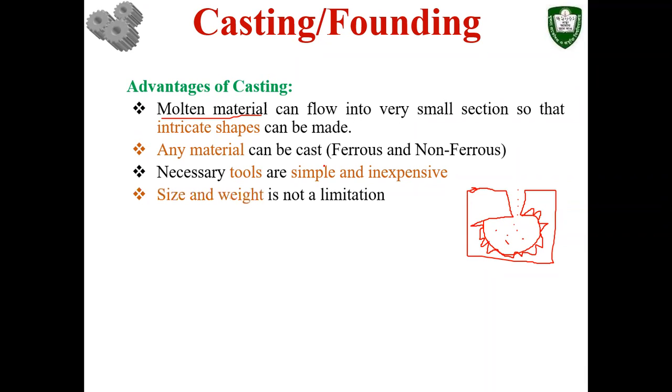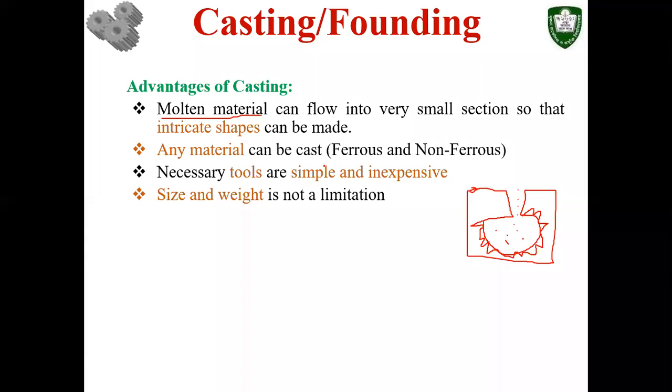Size and weight is not a limitation. Whatever the size, you can produce that. It can be very small and it can be very large. For example, the engine casing, whatever the engine you see, like in the shallow machines, or the big pulverizer, those heavyweight machines, those casings are made using the casting method.